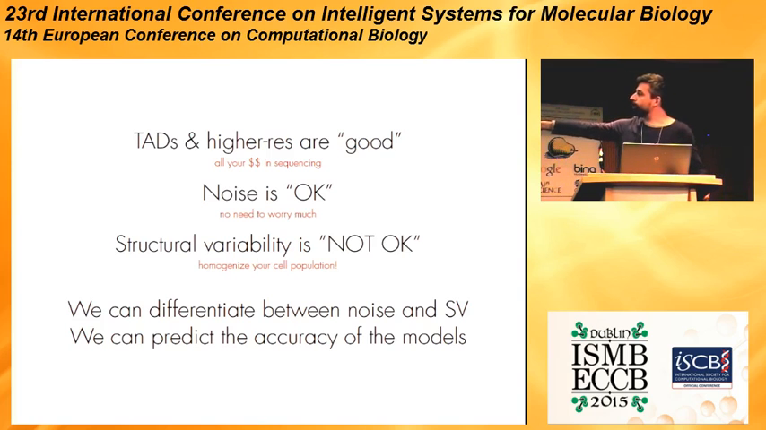Structural variability is not okay for three-dimensional models based on restraints, which means homogenize your cell population as much as possible, synchronize your cells, reduce the number of cells as much as possible. Instead of doing millions, do thousands of cells if you can, do the single-cell Hi-C experiment. And then an additional value of this work is that we can differentiate between noise and structural variability, so we can go back to the experimentalist and tell them to use the matrix for something other than modeling, because we don't think it's yet at the level of accuracy that we need to build good models, and we can predict a priori the accuracy of the models.